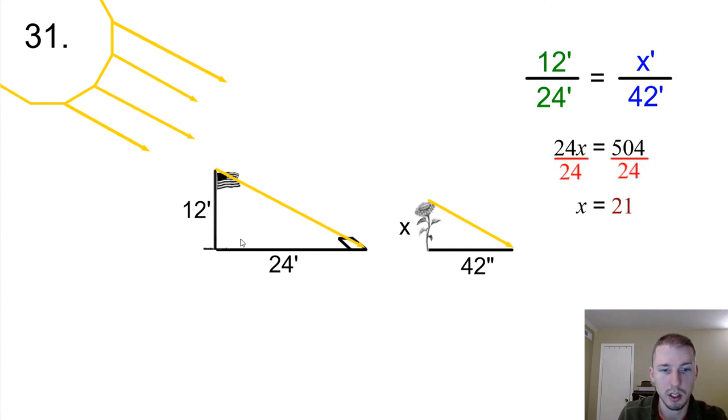Also, if you see the scale factor here, it's just half, right? So the length of the height of the flagpole is half of its shadow. So if this shadow over here is going to be 42 inches, then this should be 21 inches as well. So anyway, kind of a cool way of looking at that one.